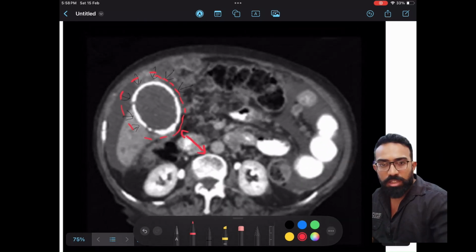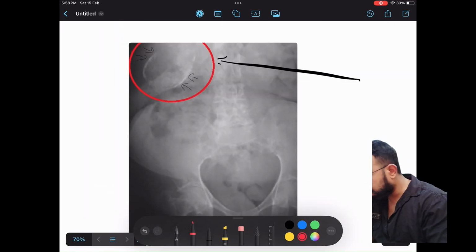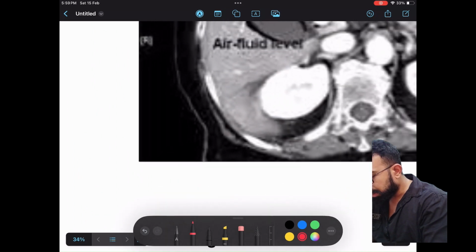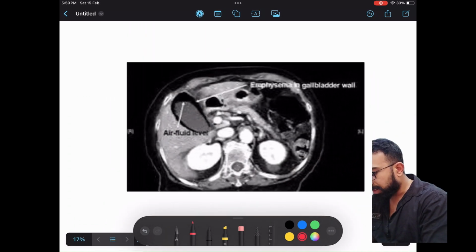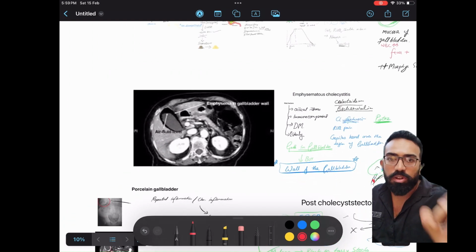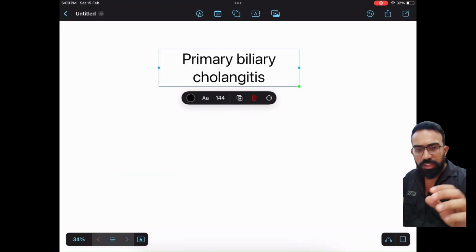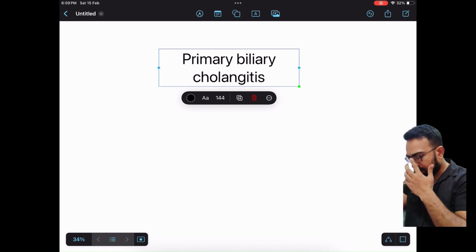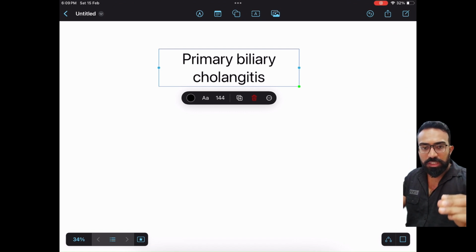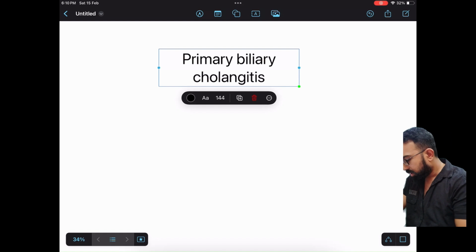First, this image is of porcelain gallbladder. This image we have discussed, this is also of porcelain gallbladder. There is another image, this is of emphysematous cholecystitis. So till now we have discussed three radiological images. Now we will start this new topic, and this is a very important topic as it is usually confused with acute bacterial cholangitis. This is primary biliary cholangitis. Now, what is primary biliary cholangitis?